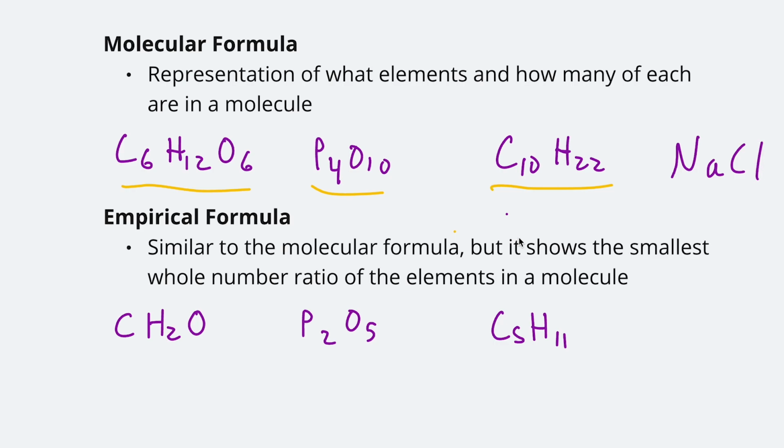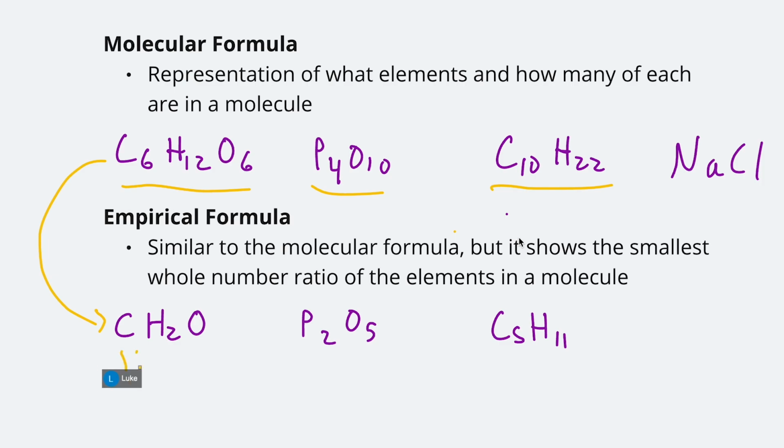The empirical formula just shows you the smallest whole number ratio of all of the elements in a molecule. So if we take the first one, C6H12O6, and take the empirical formula of that, we're looking at the smallest ratio of those atoms. You can see that for every 1 carbon, there are 2 hydrogens, and for every 1 carbon, there is 1 oxygen. That gives us the empirical formula CH2O, because those are the smallest ratios of those atoms.